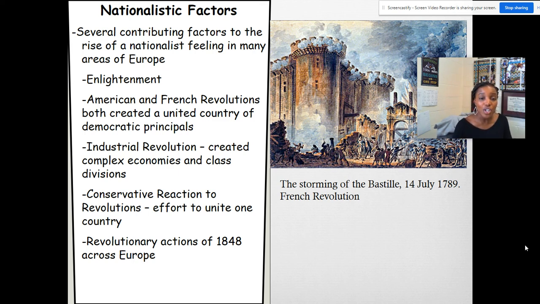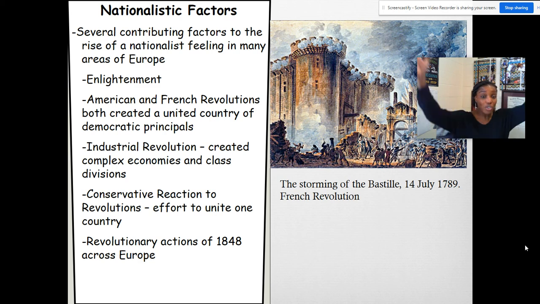So the American and French revolutions, because after the French Revolution, we have the American Revolution also, which was a little before that, both created a united country of kind of democratic principles, meaning we give up a little bit of our rights for a government to govern us, but it's a give and take. We also have the Industrial Revolution, which we talked about a module or two ago, which created complex economies and class divisions. We had a conservative reaction to some of these revolutions in an effort to unite for one country.